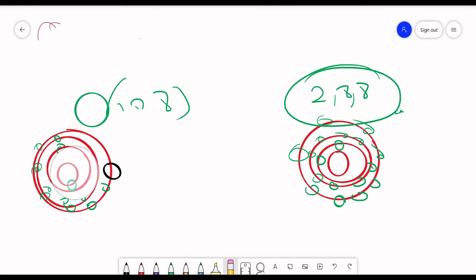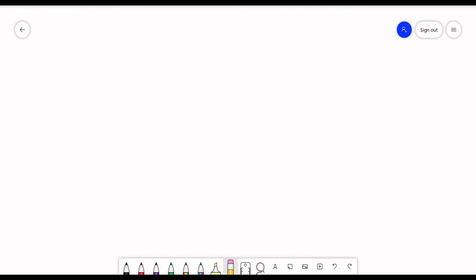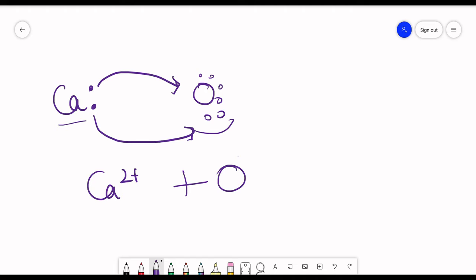Now if I draw the electron dot structures for both of them, let's see what they are going to be. Electron dot structures are also called Lewis structures, right? So if a Lewis structure question comes, don't forget this. Calcium has 2 valence electrons. On the other hand, oxygen has 6 valence electrons. Now when calcium has 2 and oxygen has 6 valence electrons, these two move towards oxygen, so calcium becomes Ca2+ and oxygen becomes O2-.